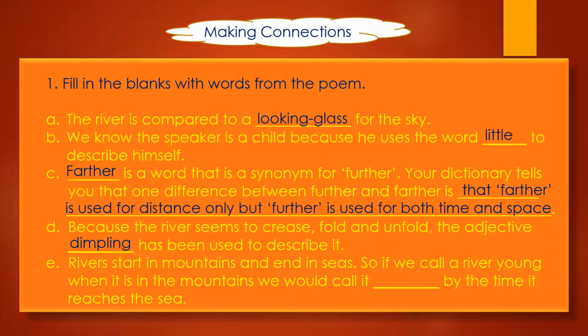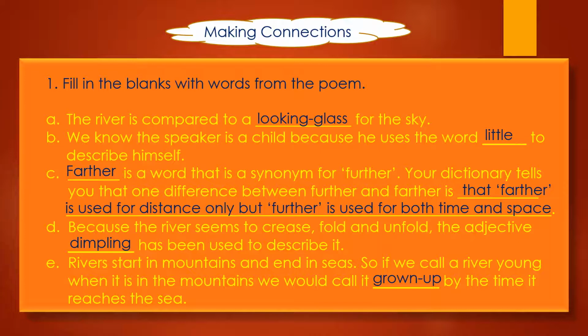Rivers start in mountains and end in seas. So if we call a river young when it is in the mountains, we would call it dash by the time it reaches the sea. So children, we all know that rivers start from mountains and reach the sea, isn't it? So if the question asks that we call a river young when it is coming from the mountains, then when it reaches the sea, what can we use? Yes, grown up. The river is grown up, isn't it? So if we call a river young when it is in the mountains, we would call it grown up by the time it reaches the sea.